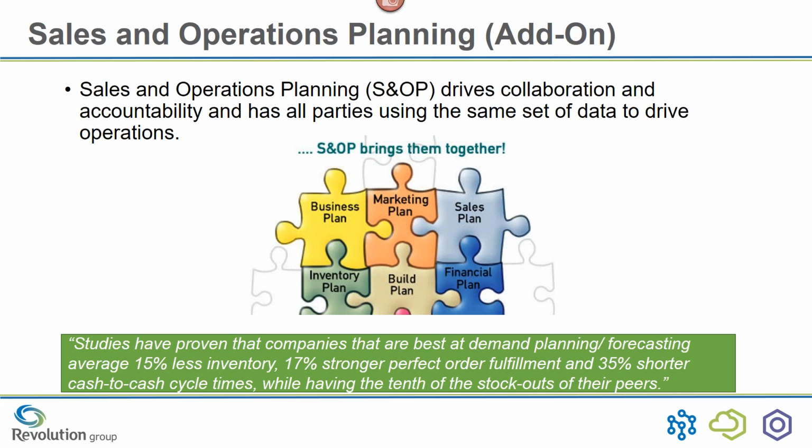So a quote here at the bottom: studies have proven that companies that are best at demand planning forecasting average 15% less inventory, 17% stronger perfect order fulfillment, and 35% shorter cash to cycle time while having a tenth of the stock outs of their peers. So having a really good process in place for this is excellent, and having a tool to support it, such as DemandCaster, can really help.